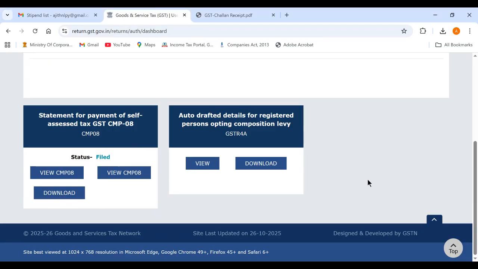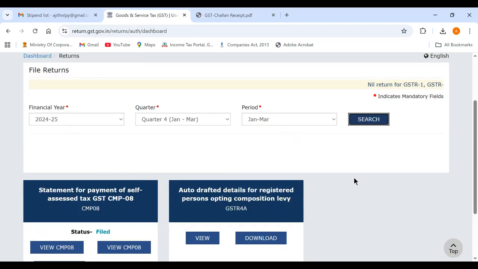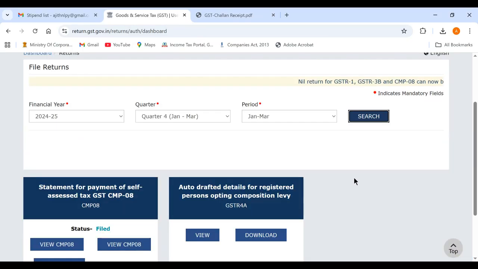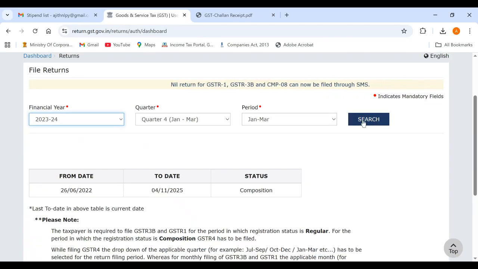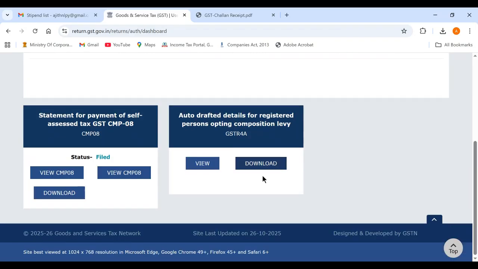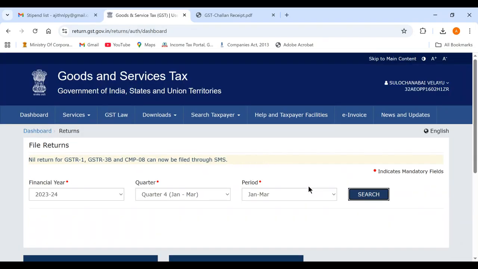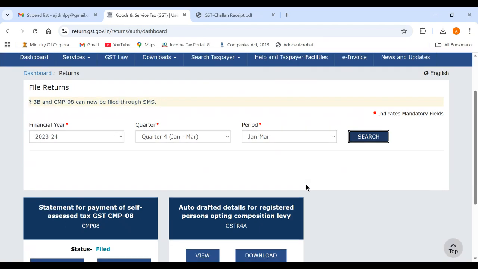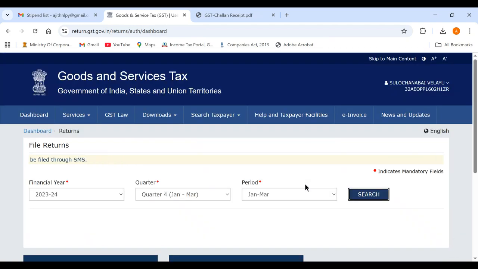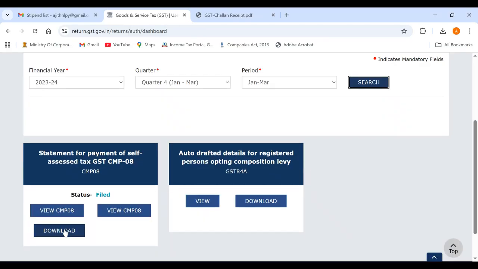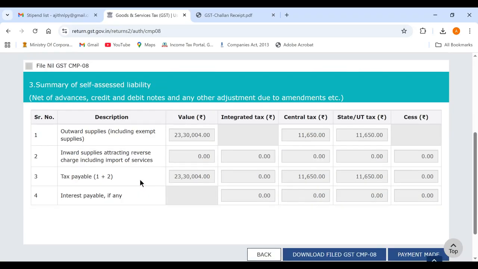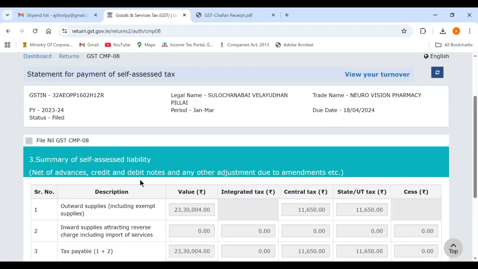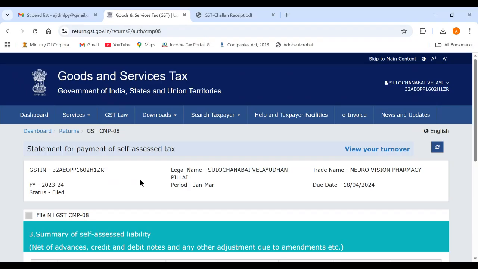In this way, two things you would be required to do. First, this CMP 08, and next with regard to GSTR 4. So this is how the returns for a composition person would be done. GST CMP 08 along with GSTR 4.